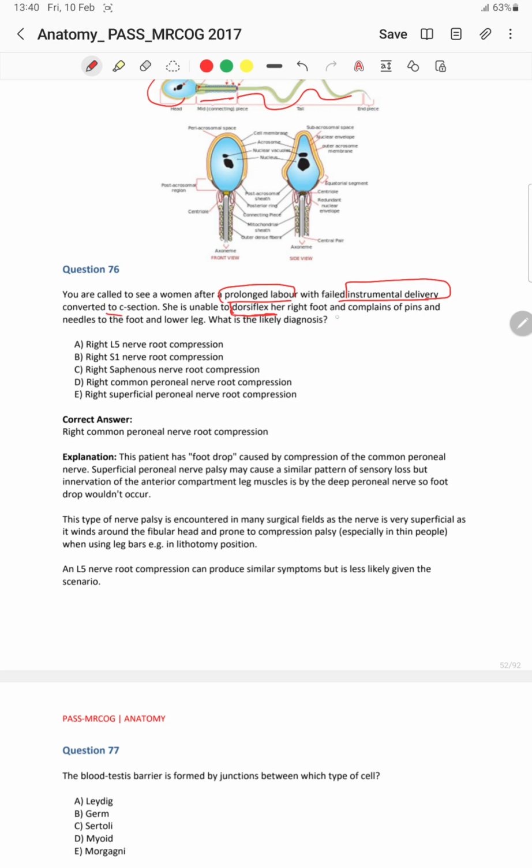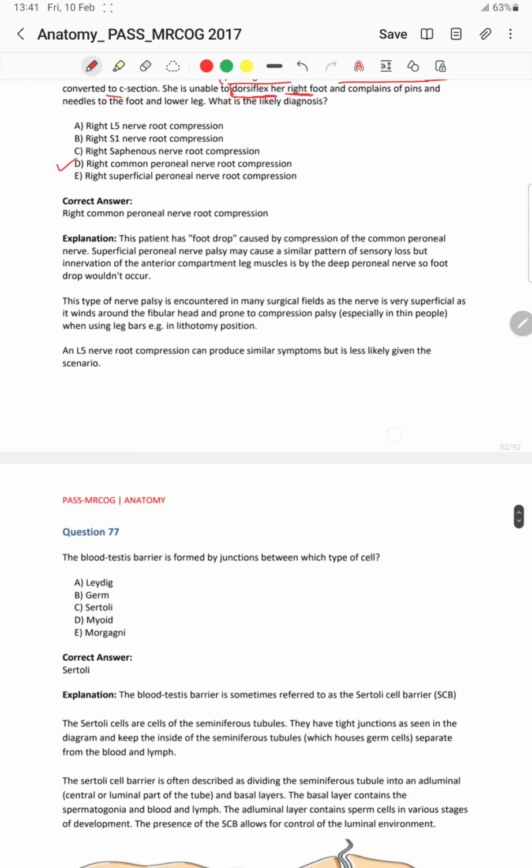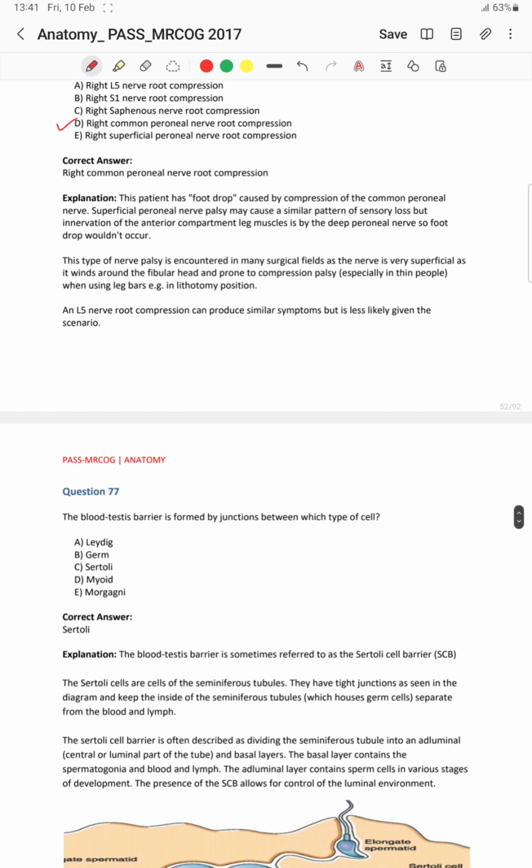And again, when the patient is unable to dorsiflex the foot and complains of pins and needles in the foot, then it is the common peroneal nerve that is involved. So right common peroneal nerve compression is the correct answer, and this is the typical presentation of foot drop, caused by compression of the common peroneal nerve. Superficial peroneal nerve palsy may cause a similar pattern of sensory loss, but the anterior compartment leg muscles are innervated by the deep peroneal nerve, so foot drop would not occur in superficial peroneal nerve palsy. Nerve palsy is encountered in many surgical fields, as the nerve is very superficial as it winds around the fibular head and is prone to compression palsy.